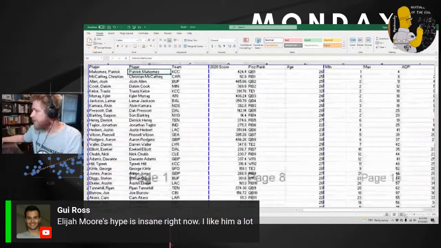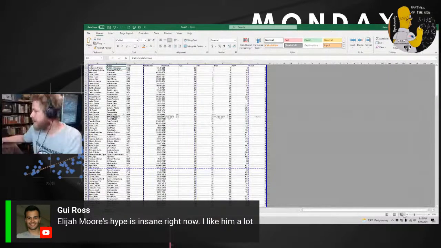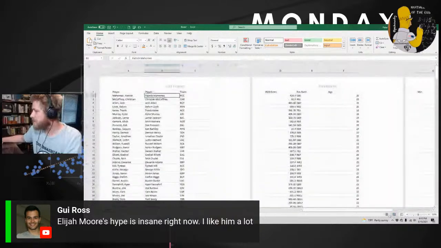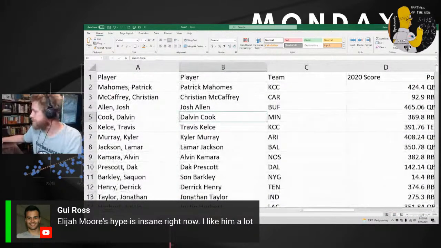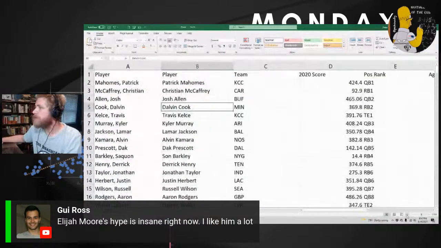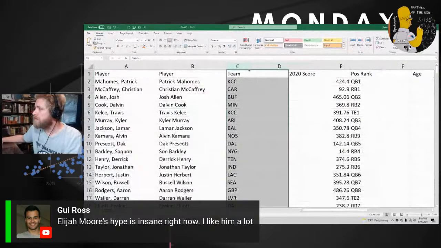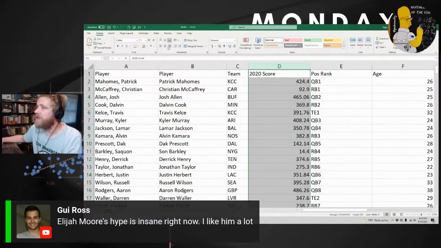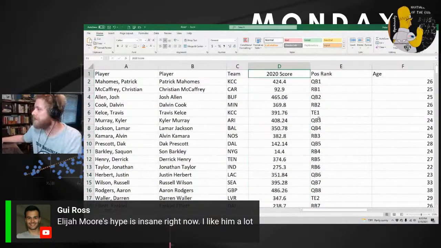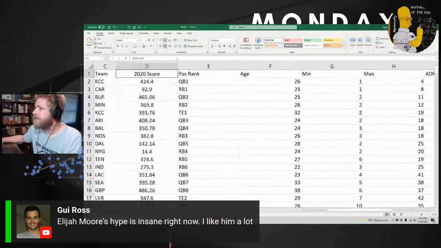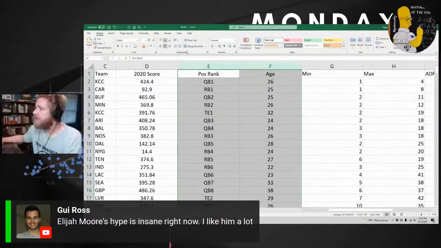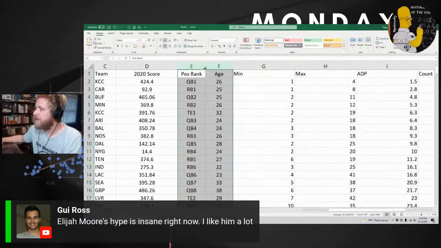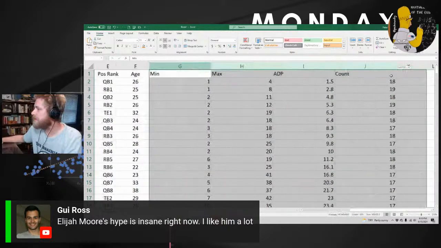All right, the names look roughly okay. There we go. 2020 score. Interesting. Giving you a little stat in the ADP. That's nice.